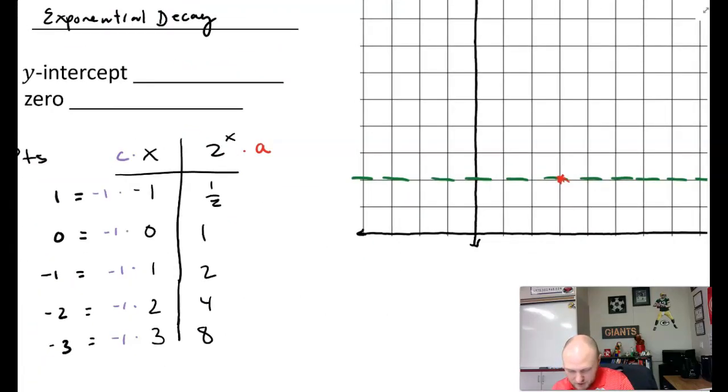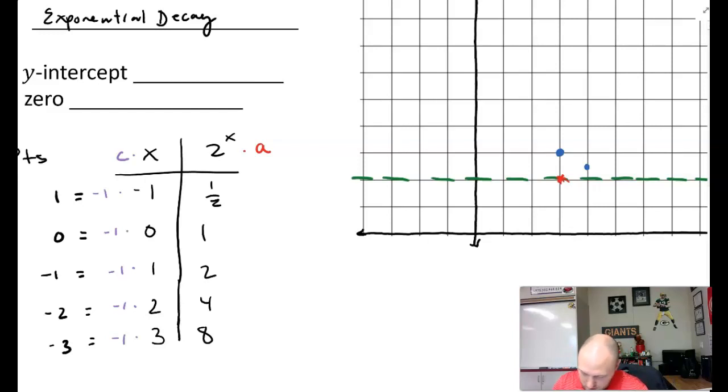I'll start with my first one, and I'll put these points in blue. Instead of left 1 and up 1/2, I'm going to go right 1, up 1/2. So there's that point. 0, 1: this point is unaffected by the horizontal reflection.